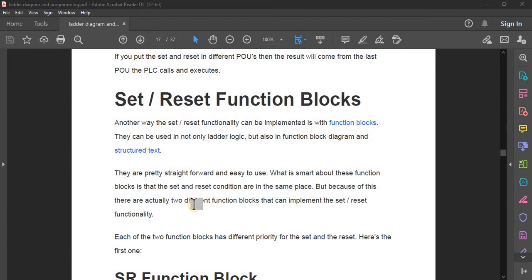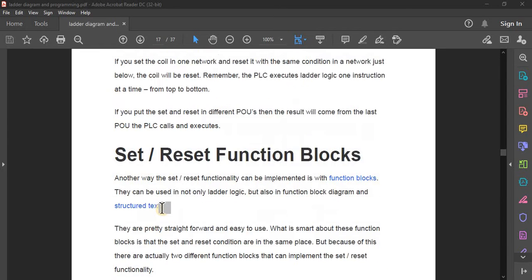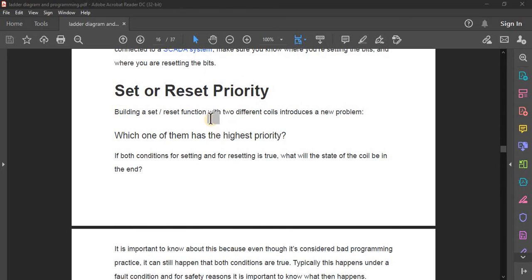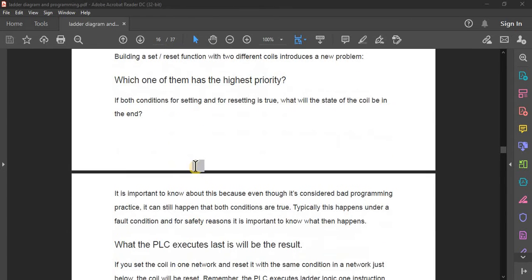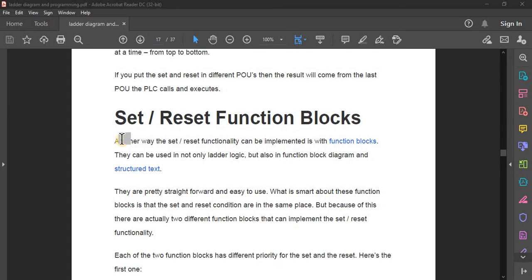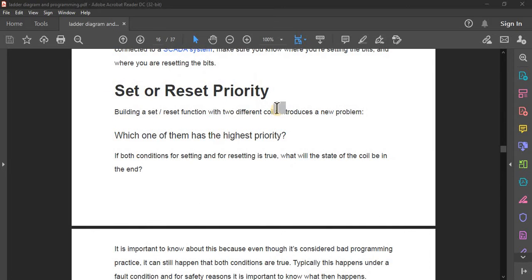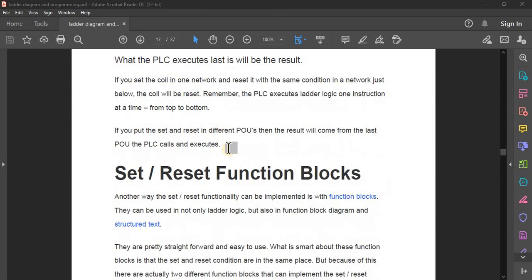So in the last lecture, we have seen up to the set or reset priority. So in today's lecture, we are going to see the set or reset function blocks, which use this kind of priorities.